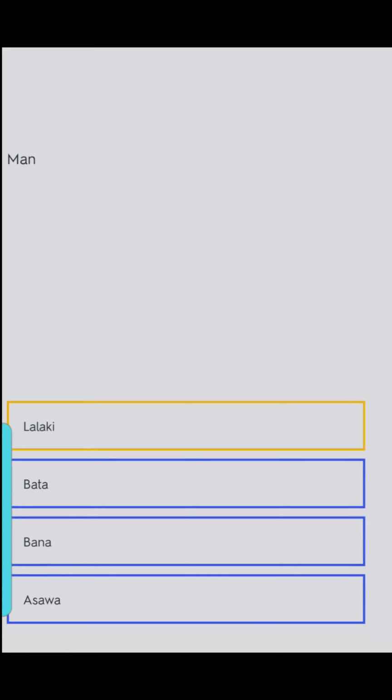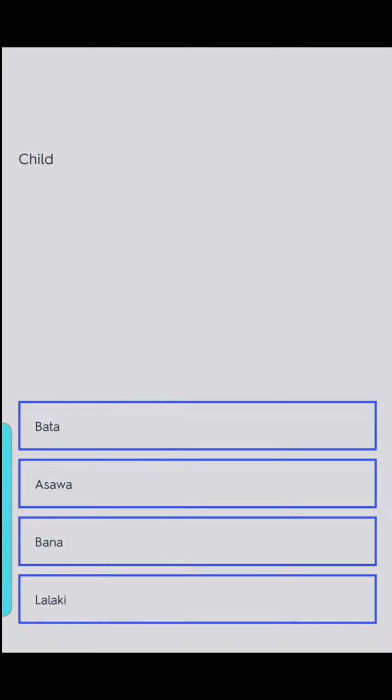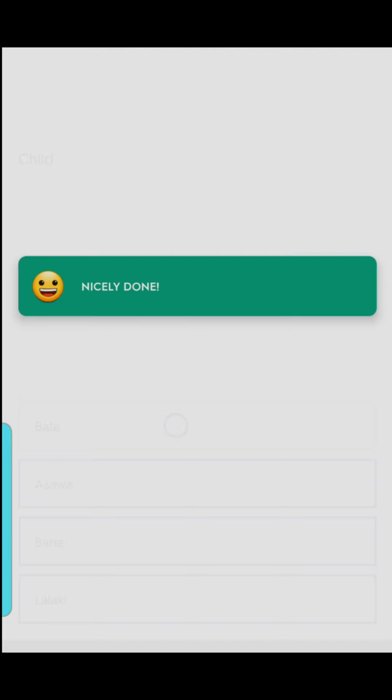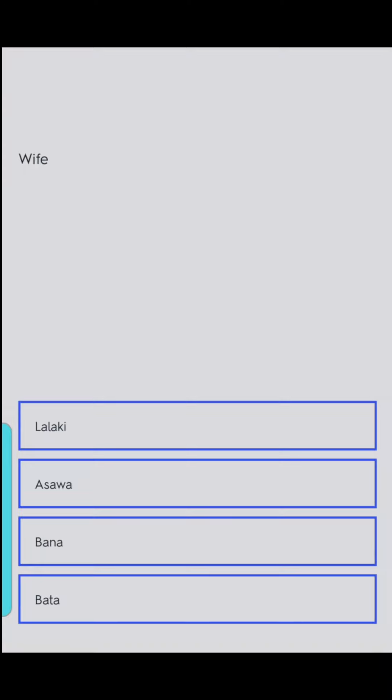Child. So our choices here are bata, asawa, bana, lalaki. The correct answer is bata. Next one. Wife. Our choices are lalaki, asawa, bana, bata. The correct answer is asawa.